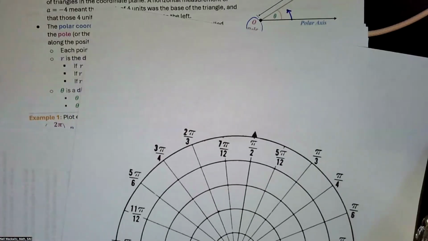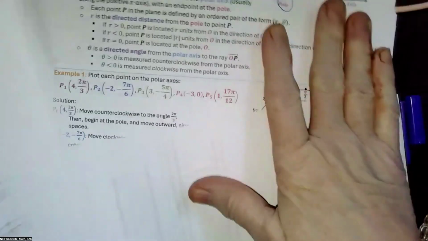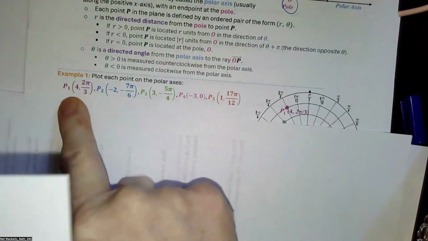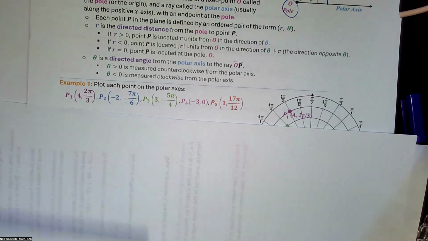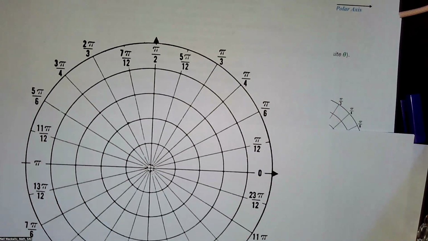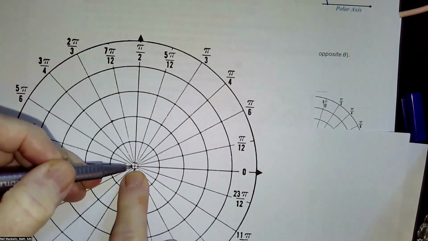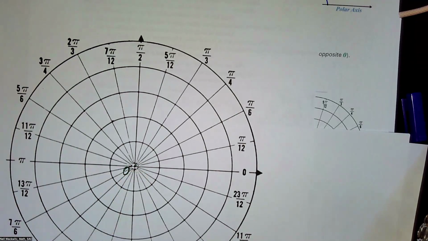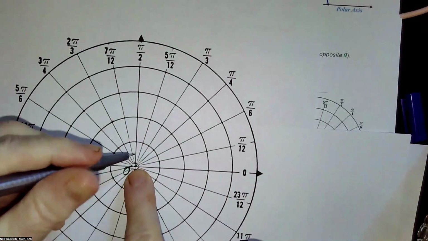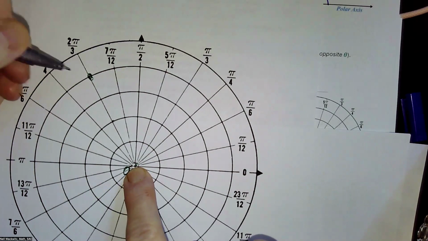So to graph in polar form, let's see. The first point that we want to graph is 4, 2 pi over 3. And we're going to start at 2 pi over 3. So let's see, 2 pi over 3. And then we're going to go to the pole. So this is the pole. And we're on this angle, 2 pi over 3. And we see that r is 4. So we're going to go out toward 2 pi over 3, 4 units. 1, 2, 3, 4. So that's P1.